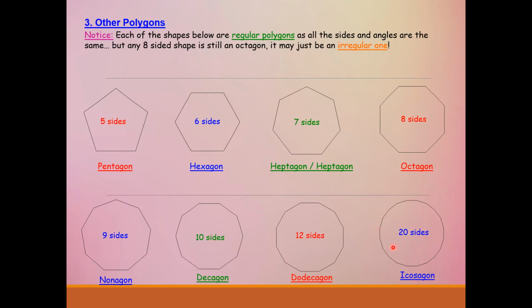Icosagon, these are 20 sides. Okay, it is not the perfect circle, but if you look closely, it has 20 sides, so we call it icosagon. Next one.